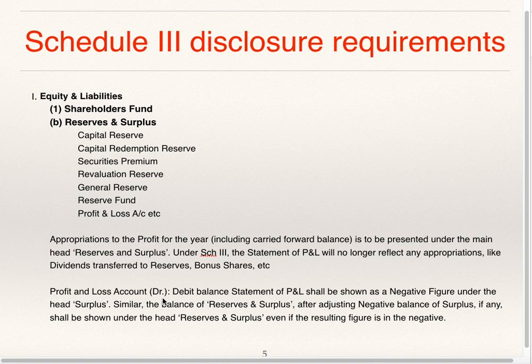Profit and loss account debit balance, that is loss. Debit balance statement of profit and loss account shall be shown as negative figure under the head surplus. Similarly, the balance of reserves and surplus after adjusting negative balance of surplus, if any, shall be shown under the head reserves and surplus even if the resulting figure is in negative. So in case of loss, it is to be shown as negative figure under the head reserves and surplus. Even if the net figure after adjusting the loss is negative, still it is to be shown under the head reserves and surplus in negative.